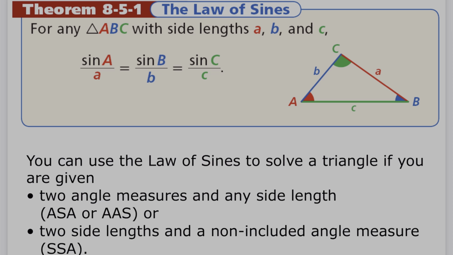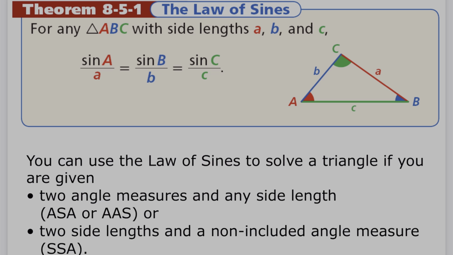The rule says the sine of angle A over side a equals the sine of angle B over side b, which equals the sine of angle C over side c. You can use this law with any combination of things. You don't have to do all three; you only have to do two different ratios. I call the first one the master ratio, where you know the measure of an angle and the length of its opposite side.